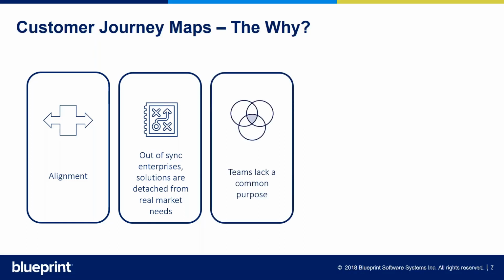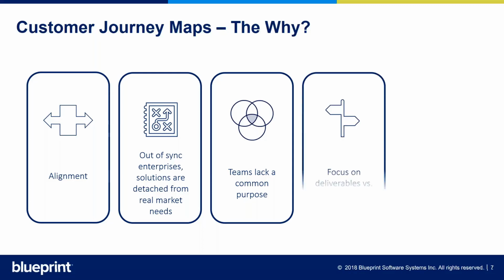Thirdly, teams lack a common purpose. So there's this feeling, in large enterprises, when organizations or departments within become siloed and each department is driving to their own drumbeat or to their own goals, and customer journey maps really help to tie in that common purpose or that common goal across the organization and the business units. The next is focusing on technology or deliverables, as we want to think of it, versus experiences. And it's a short-sighted strategy.